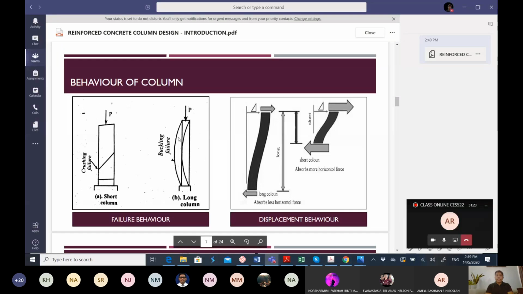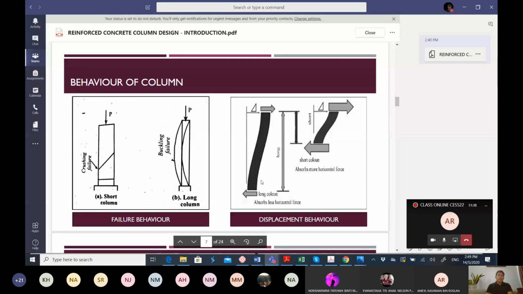Another thing is the displacement behavior. For the long column, it will have less horizontal force, but the short column will have more horizontal force. So this is how it behaves.